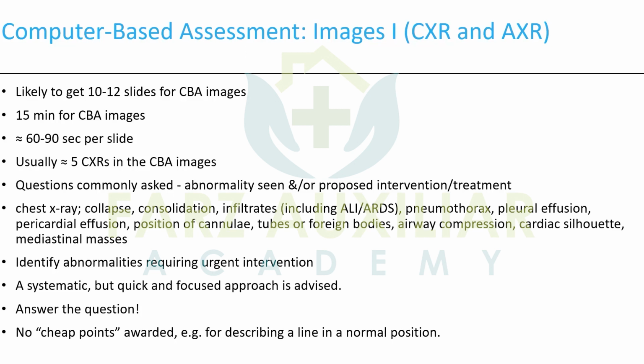In chest X-ray, you may find X-rays related to collapse, consolidation, infiltrates, pneumothorax, pleural effusion, pericardial effusion, or they can ask the position of the cannula, if an ECMO cannula is there, any tubes, suppose a Rice tube is there, or any foreign body, airway compression, cardiac silhouette, mediastinal masses. They can ask you to identify the abnormality and what the urgent intervention is. So be prepared for both questions.